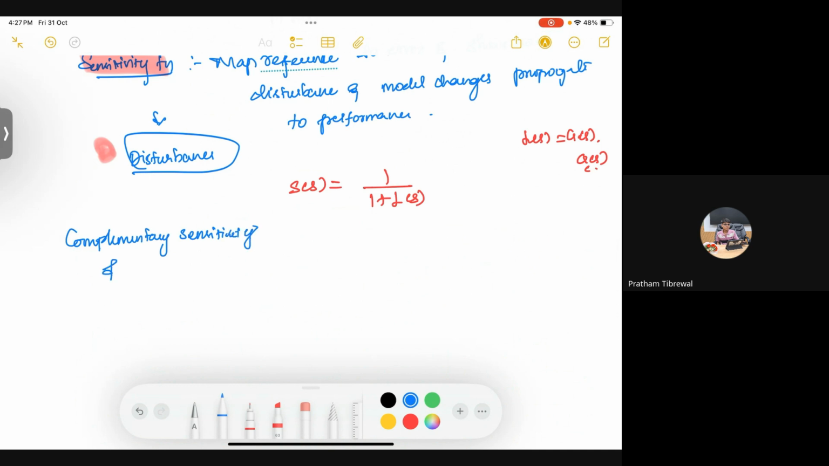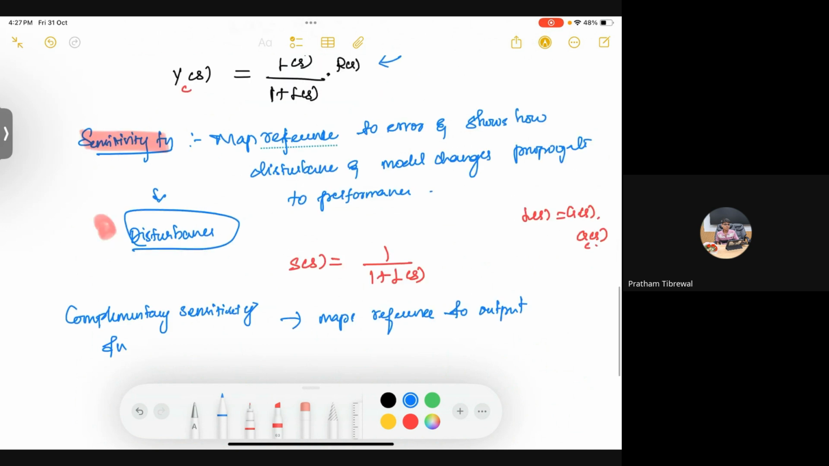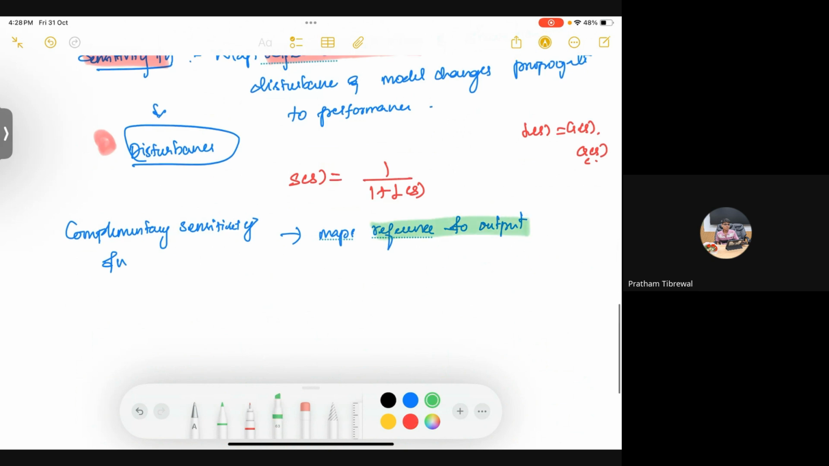This maps reference to output instead of to error. This tells the relationship between the reference to output and shows how noise is transmitted through the system, or how noise is making changes in the system behavior, right?